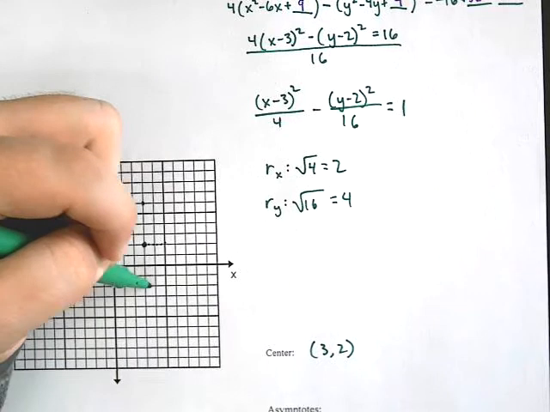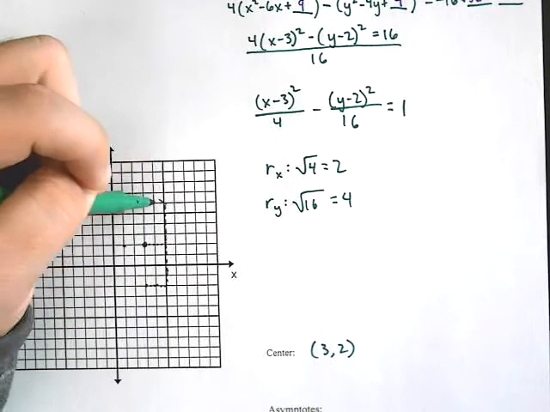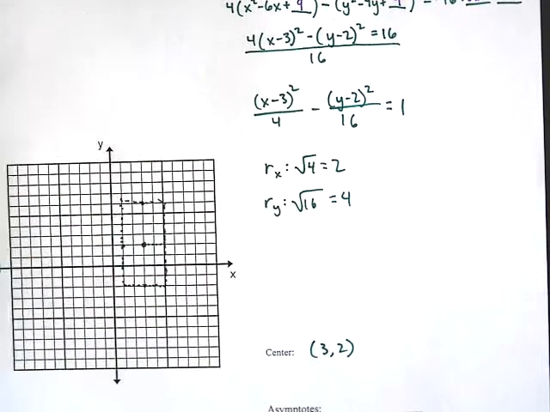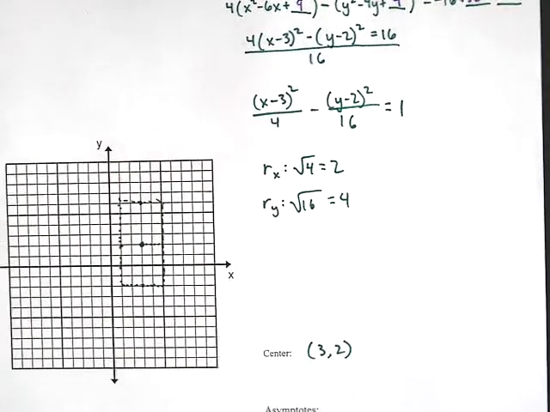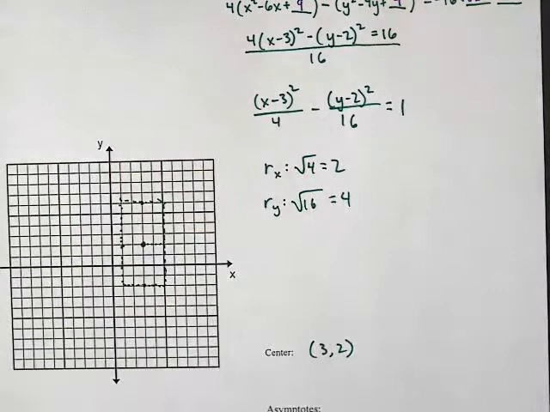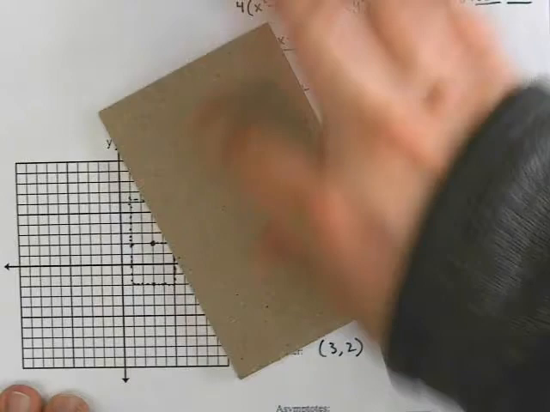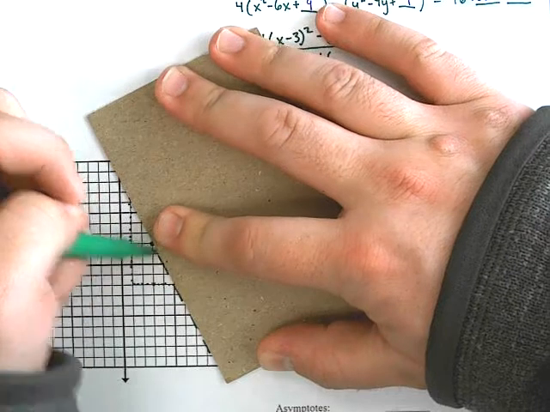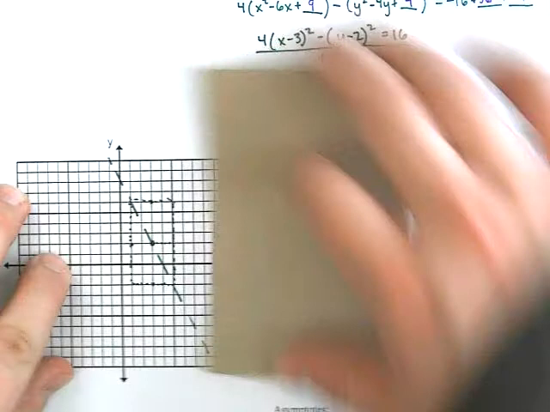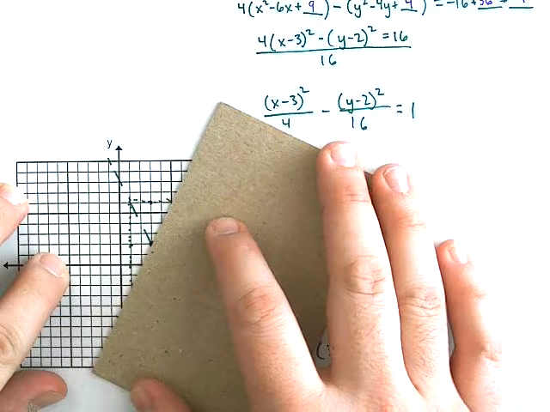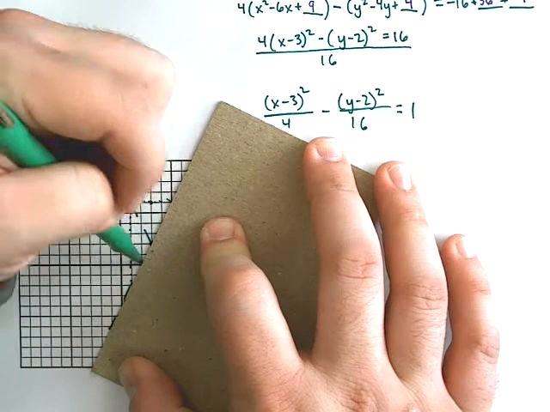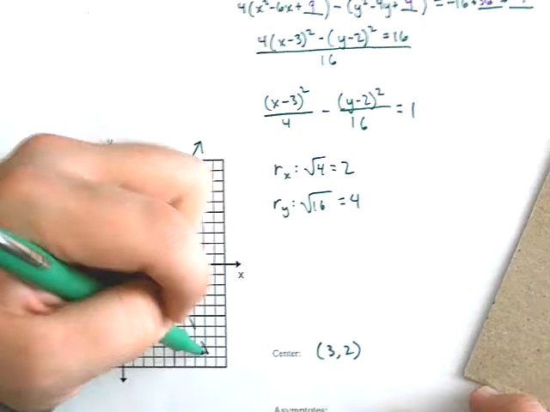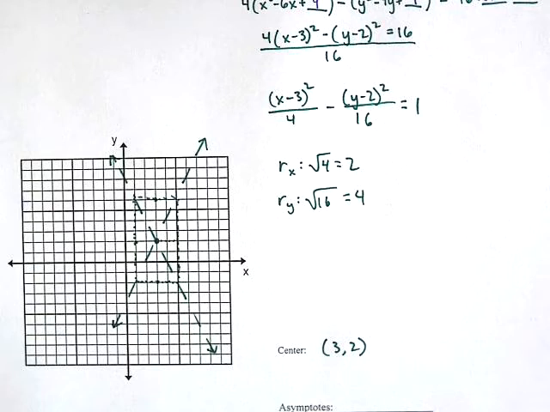But I have these places where I know my asymptotes are going to go through, all right? So I could go through this. And I can go through this. And now I have my asymptotes graphed.